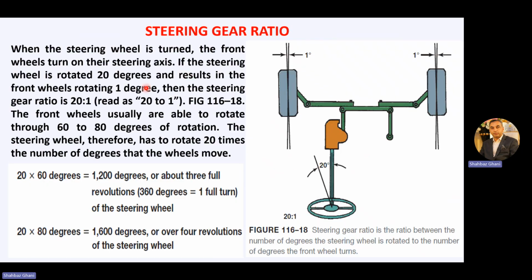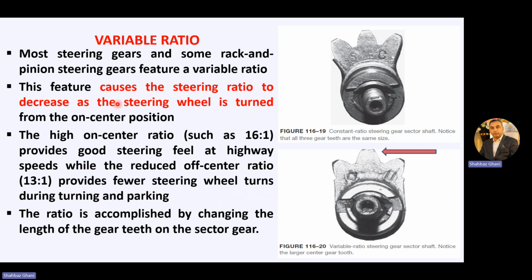Now, the steering gear ratio. When the steering wheel is turned, the front wheel turns on the steering axis. If the steering wheel is rotated 20 degrees and results in the front wheel rotating 1 degree, then the steering gear ratio is 20:1. The front wheels usually are able to rotate through 60 to 80 degrees of rotation. The steering wheel therefore has to rotate 20 times that 60 to 80 degrees. A variable ratio we can also achieve with the help of the teeth of this worm and pitman shaft gears.